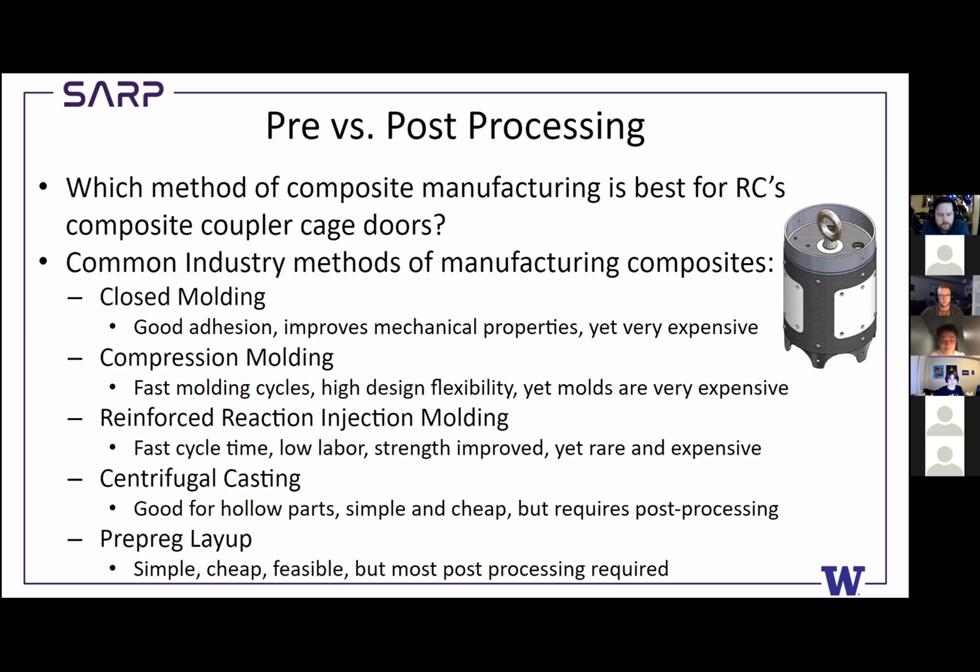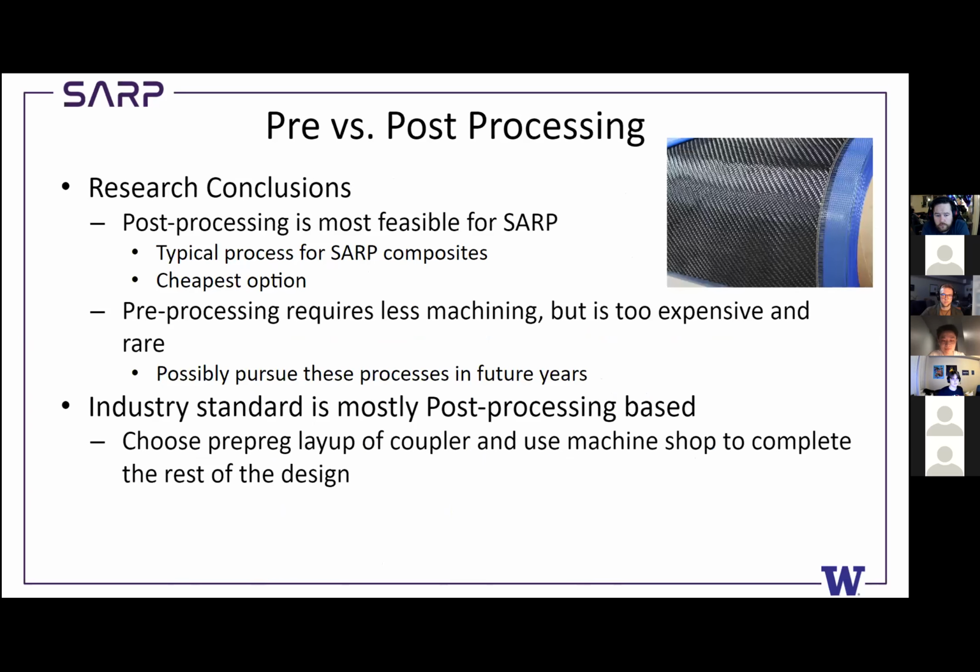And then centrifugal casting is good for hollow parts like ours, simple and cheap, but it requires pretty much the same, if not more, amount of post-processing than the last one, which is the one we're used to, a prepreg layup. Simple, cheap, feasible, but most post-processing required. So next slide, please.